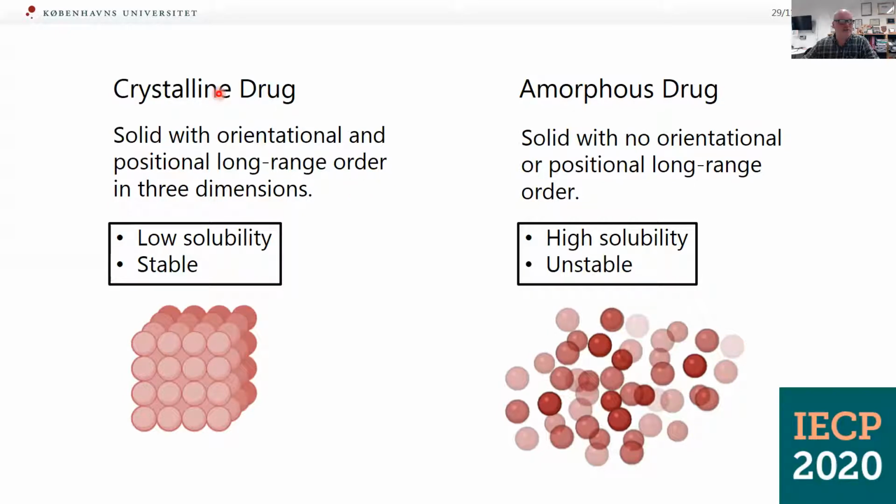If we are converting a crystalline drug to an amorphous form, we are getting rid of long-range order in these systems in all dimensions. So there's no positional or orientational long-range order in these systems. There may still be short-range order, and I come back to that a little later. And this higher disordered state leads to a higher energy. A higher energy state leads also to a higher apparent solubility, but this comes at the cost of thermodynamic instability.